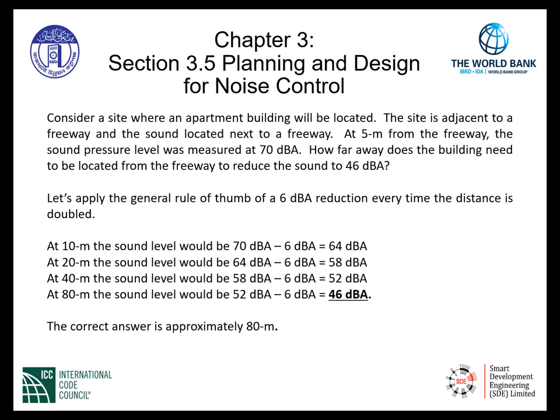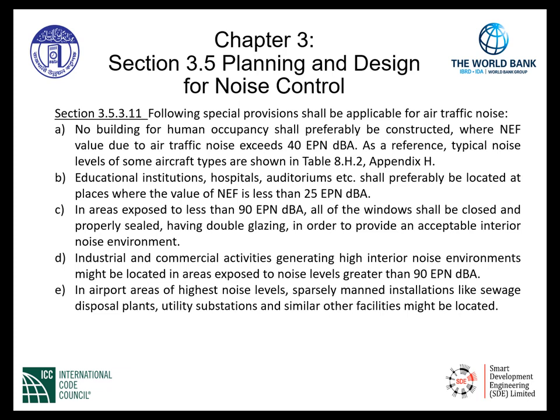The following special provisions shall be applicable for air traffic noise. These requirements come from Section 3.5.3.11 of our code. Item A indicates that no building for human occupancy shall preferably be constructed where the NEF value due to air traffic noise exceeds 40 EPN dBA. As a reference, typical noise levels of some aircraft types are shown in Table 8.H.2, Appendix H. This is a table that we previously visited a few slides ago.